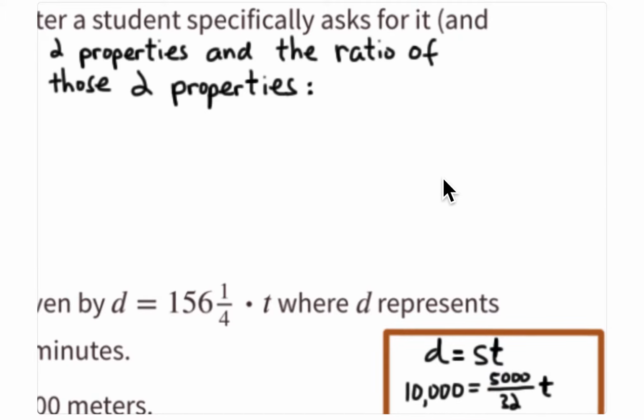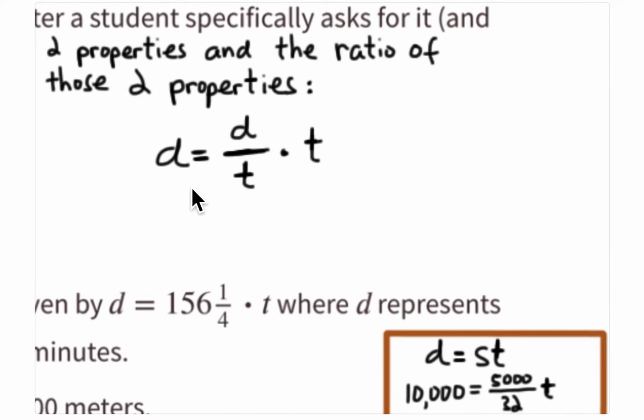I want to go through how I know to write this equation one more time. And so how do I know to write distance is equal to speed times time? What I started to do is take the two properties in the problem. There's two properties in this problem, distance and time, and then write the ratio of those two properties in this way. So the distance and the time, what connects the distance to the time is that ratio of those two properties. So the distance is equal to the distance per time times the time.